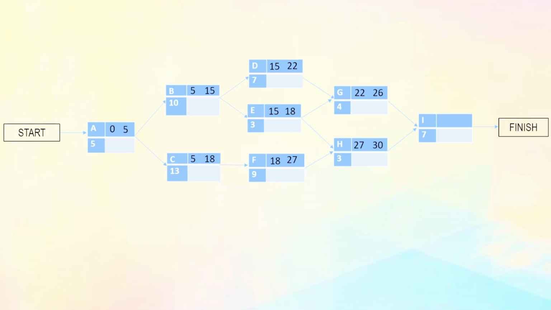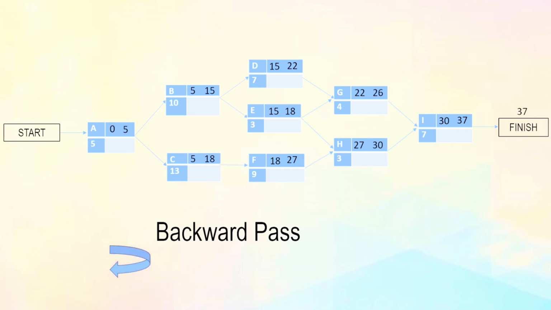For I, it also has two predecessors, H and G. Since the highest earliest finish time is 30, I can start earliest at 30 and finishes earliest at 30 plus 7, which gives 37. Note here that although I is the last letter, it does not have the highest earliest finish time because I has 37. So we say that the project's completion time is 37 days. In essence, the project's completion time is the highest of the earliest finish times at the finished nodes.